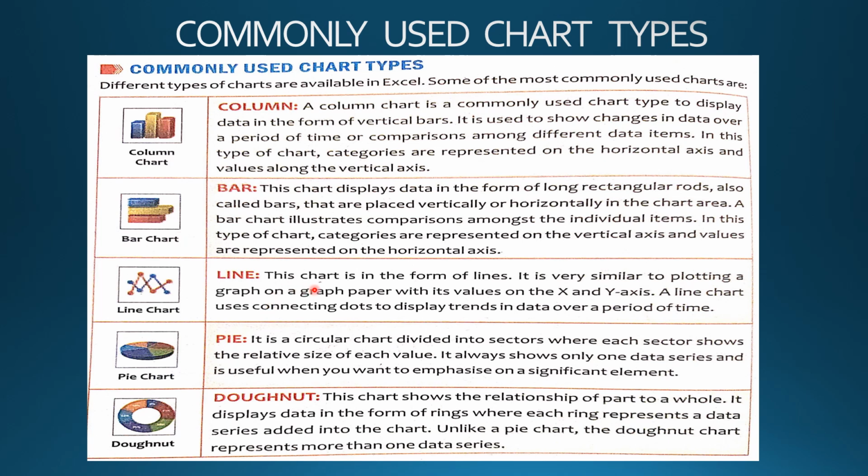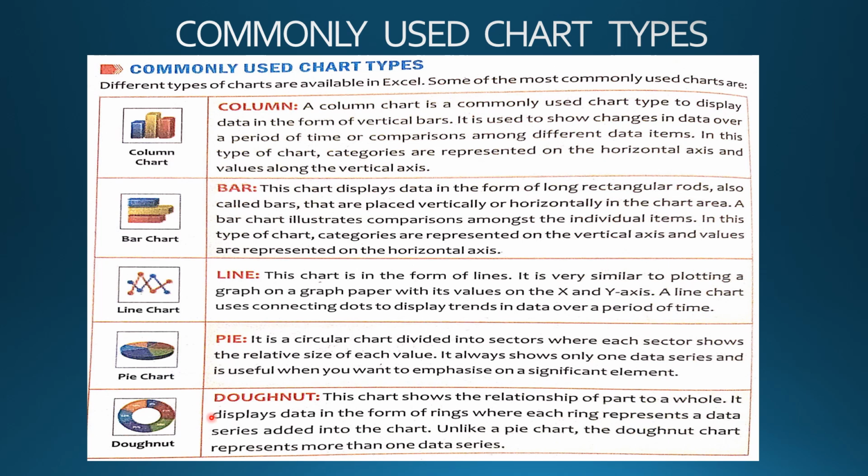The next we have is the line chart. This chart is in the form of lines and it is very similar to plotting a graph on graph paper. If you have practiced working on graph paper, then you will be able to understand it easily: a line chart is something similar to it, where the values are shown on the x and y axis. A line chart uses connecting dots to display the trends in data over a period of time. So we have dots which help us represent the data which is changing over a period of time.